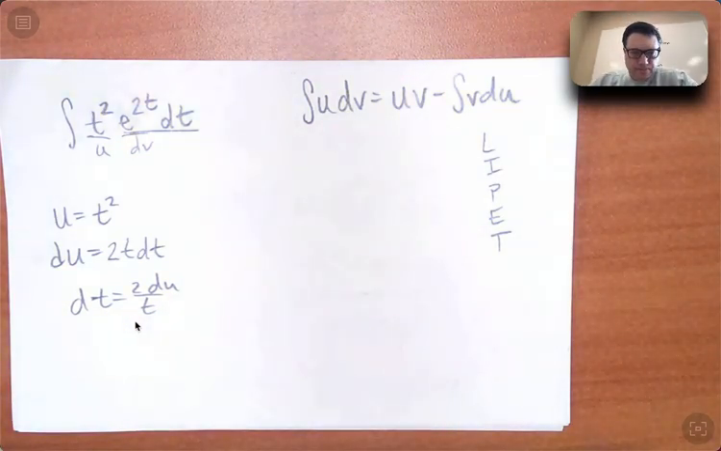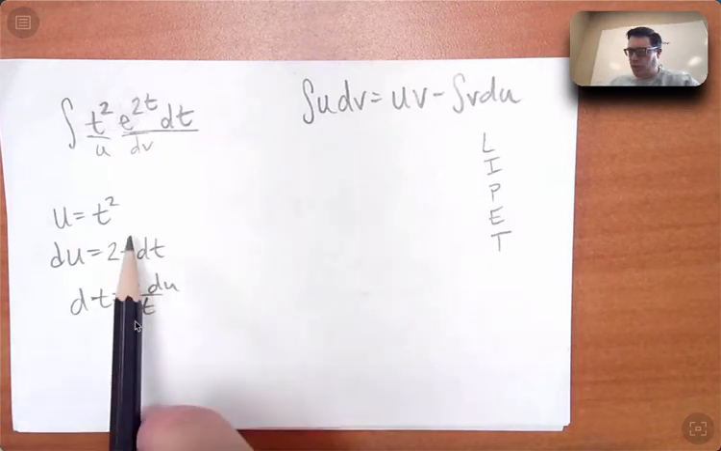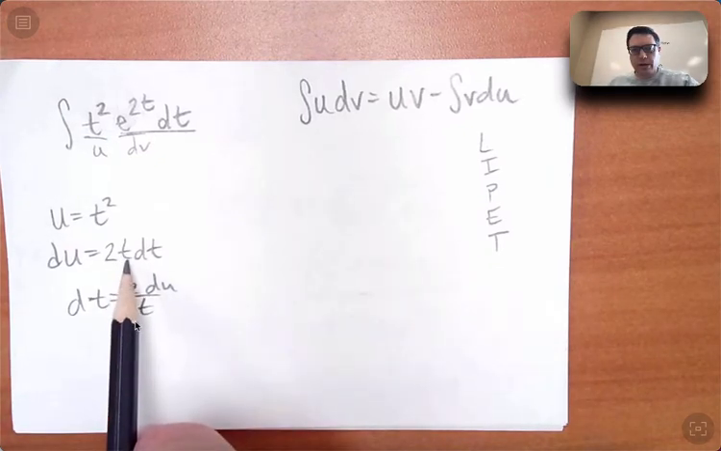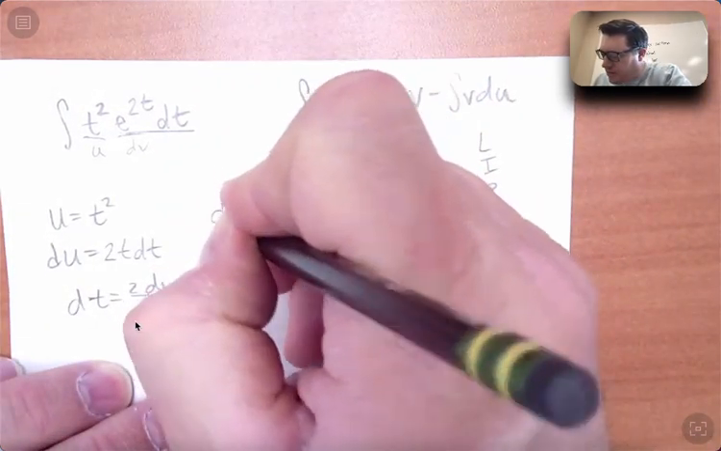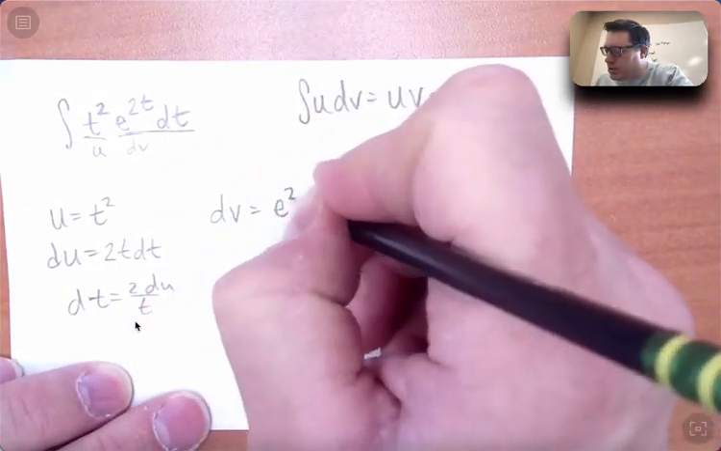Next, let me see here. Check that. There's something I need to make an adjustment on. I'm a little nervous about what's going on here, but I think we'll be okay. Okay. So then dv will equal e to the 2t dt.